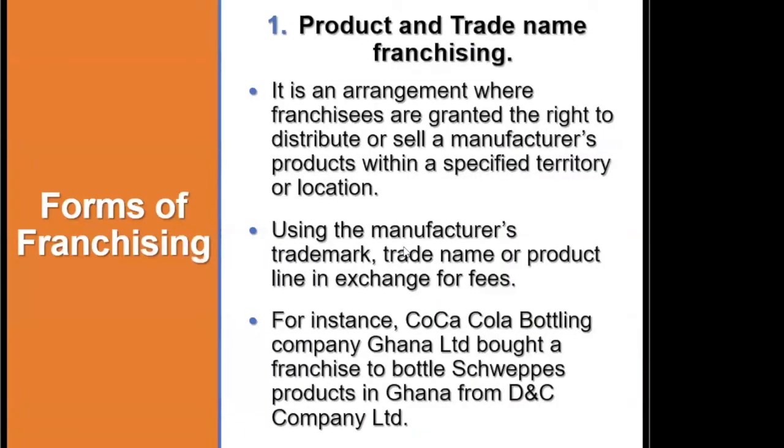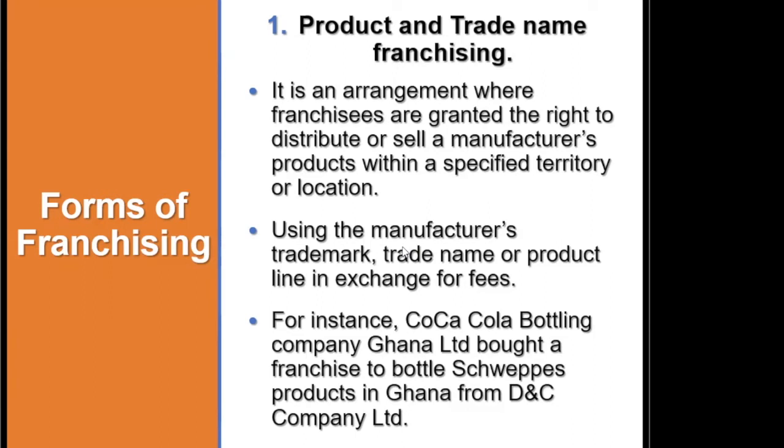So there are two main types of franchising we can talk about. The first one is product and trade name franchising, where the franchisees are granted the right to distribute or sell a manufacturer's products within a specified territory or location. So if you are given the franchise to sell a particular product, you are only given that franchise to operate within, say, Ghana, Togo, and Cote d'Ivoire, and nowhere beyond that, right?